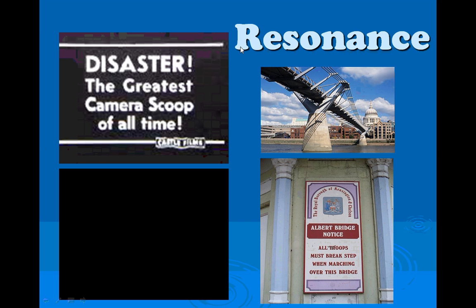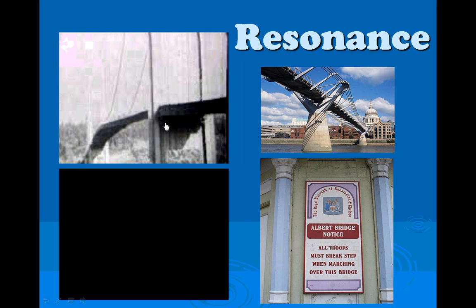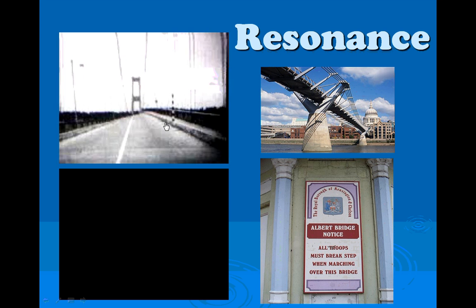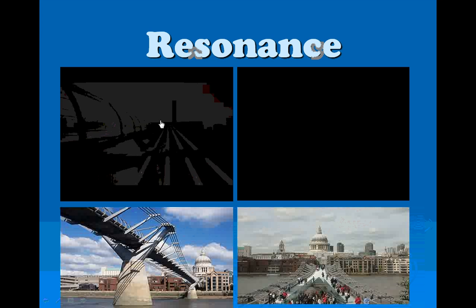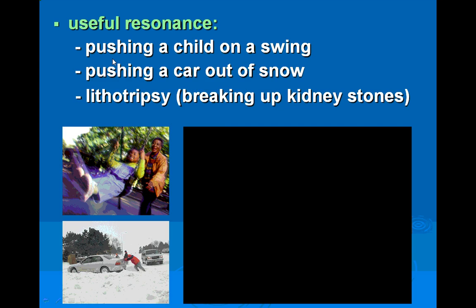The same phenomenon can occur with bridges as well. One of the most famous examples is this. This is the Tacoma Narrows Bridge in Washington. You can see here how the bridge is vibrating back and forth. Oops. Let me go back a little bit.